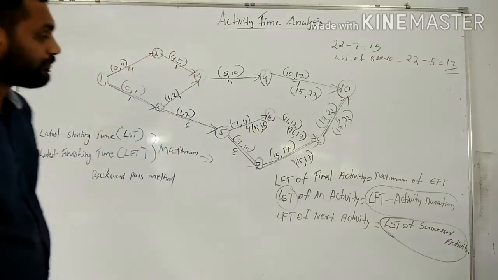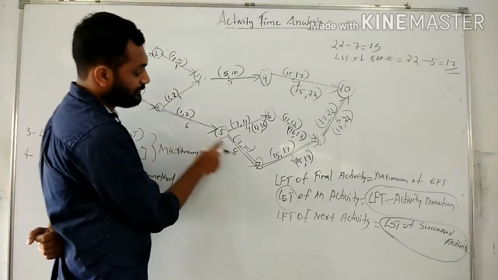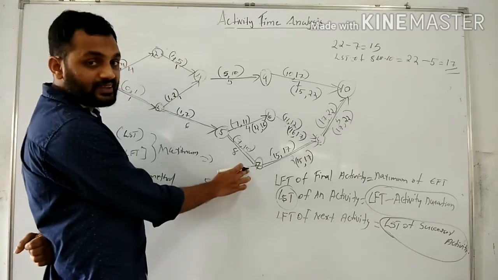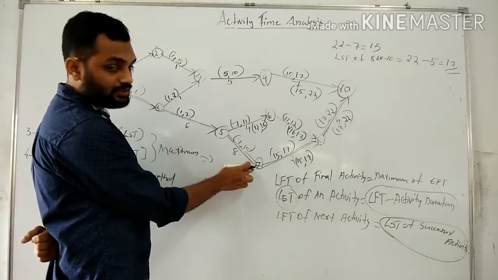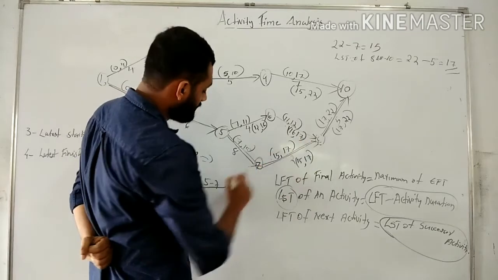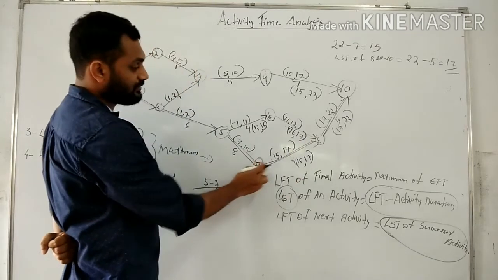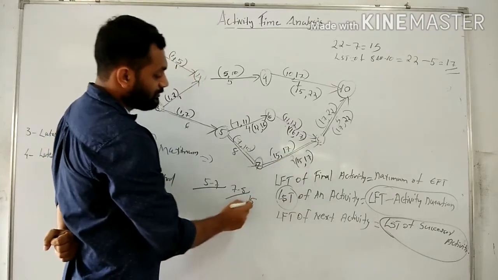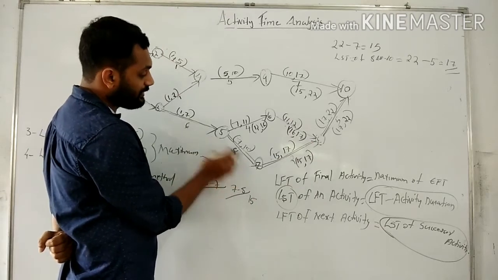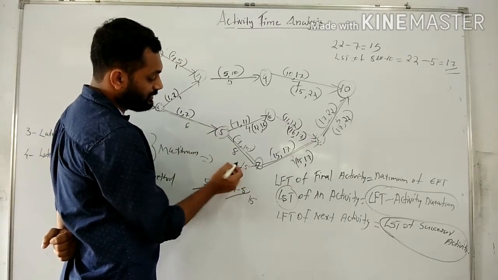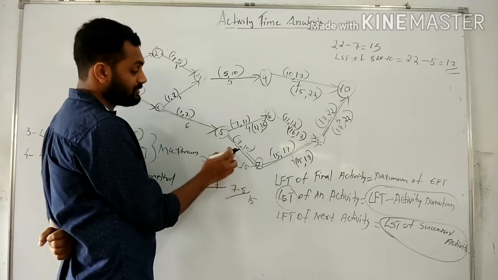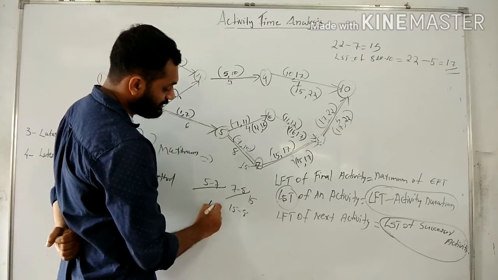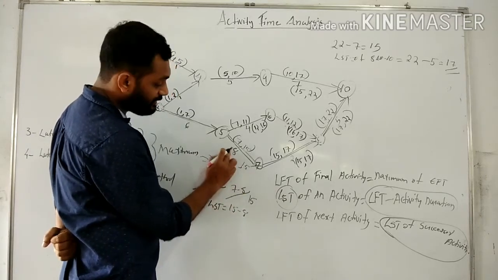Then for activity 5 to 7, the successor activity is 7 to 8. The LST of 7 to 8 is 15. So this 15 is the LFT of activity 5 to 7. Then LST is equal to 15 minus 8, that is 7.